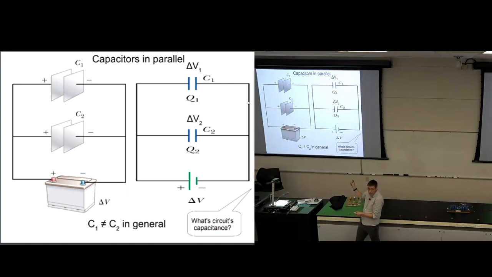What single capacitance could I replace them with that stores the same amount of charge for the same voltage applied? So that's what we're going to figure out. What is the equivalent capacitance of the two capacitors, C1 and C2? C1 and C2, in general, are going to be different. So a solution to this problem will take into account that those two capacitors could be different, or maybe the same, but it's going to be a general formula for the equivalent capacitance of the two capacitors in parallel.